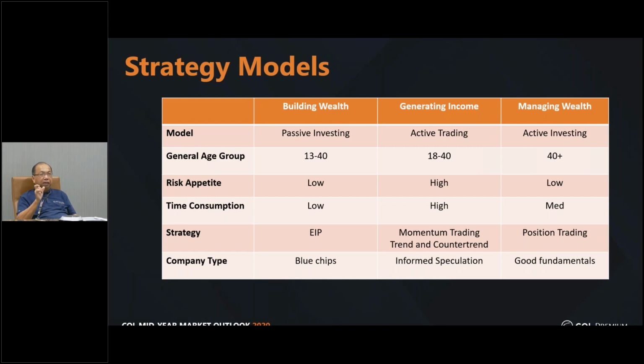Now, in generating income, this is active trading. What we did was we put 18 as the minimum age that you can start learning how to do it properly. The problem is the risk appetite is very, very high. Time consumption is also very, very high. And you have to use what we call the trading strategy, which is momentum or trend trading. In the Philippines, we include counter trend trading. Counter trend trading is all about capitulation and then when it's supposed to be reversing. Company type can include informed speculation.